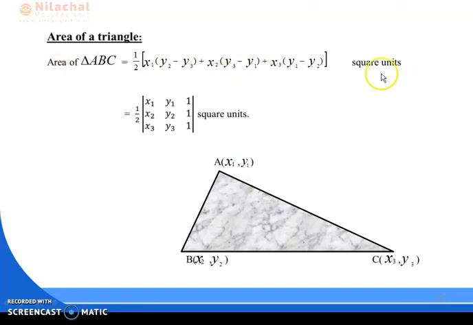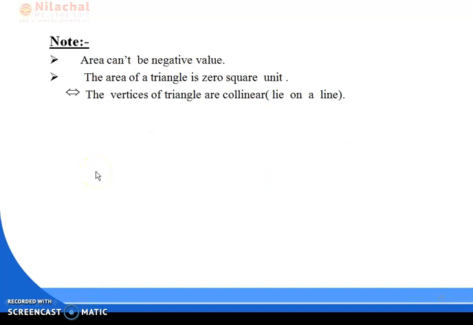Because this is area, we should write square units. Meter square, centimeter square, kilometer square, whatever the units. So, this is square units. And we can find this formula also in determinant format. How to find it? This is a very easy format. Half determinant of x1, y1, 1, x2, y2, 1, x3, y3, 1 square units. So, we can find the area of triangle ABC with this formula also. Notice that area cannot be a negative value.